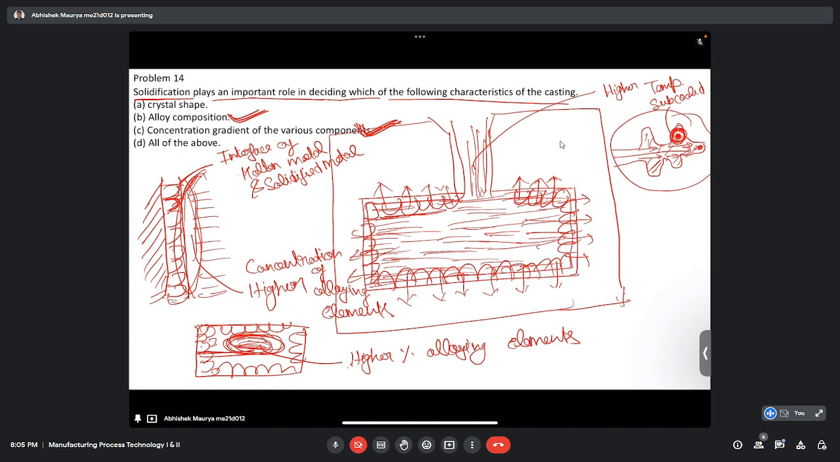One of the examples is that we can use chills, so that we can get the required directional solidification. That is one of the possibilities. So the correct answer to this problem will be all of the above, because all these phenomena totally depend on the solidification process. So the correct answer is D.